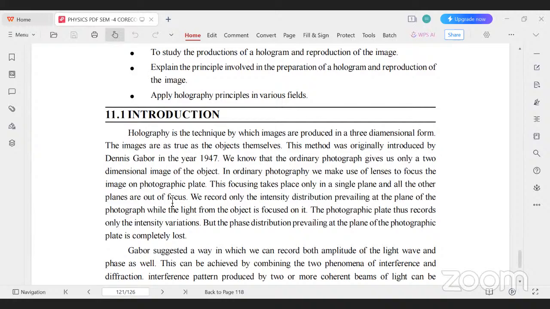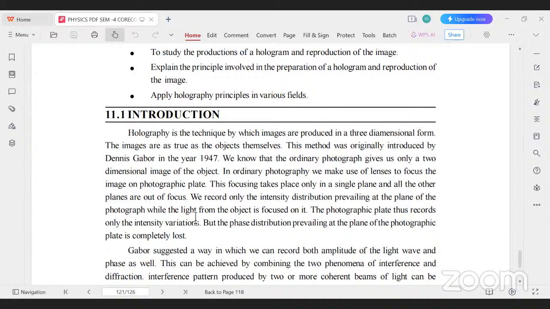So the focusing takes place. Now we are studying in advance, that is 3D. This focusing takes place only in the single plane and all the other planes are out of focus. We record only the intensity distribution prevailing at the plane of the photograph while the light from the object is focused on it. The photographic plate thus records only the intensity variation, but the phase distribution prevailing at the plane of the photographic plate is completely lost.